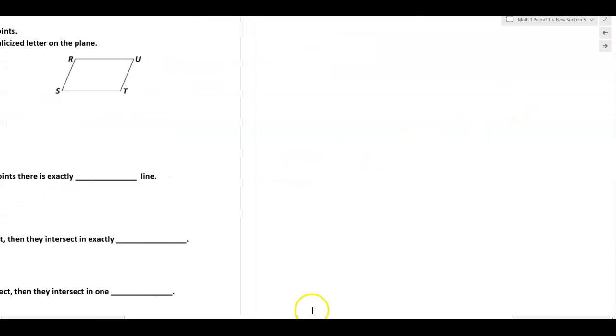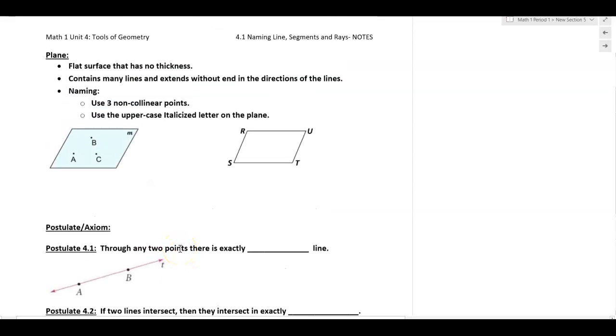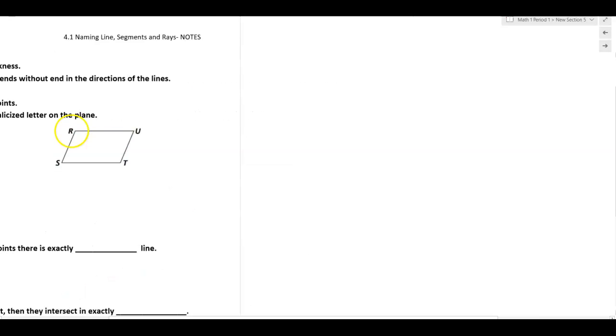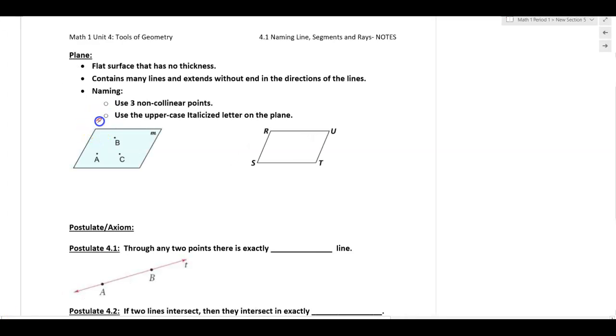It brings us to the concept of a plane then. A plane is basically a flat surface that has no thickness, right? It contains many lines and extends without end in the directions of the lines. So when I look at this, although we see this point here, or the sides here, we have to understand that these extend in all directions forever and ever.